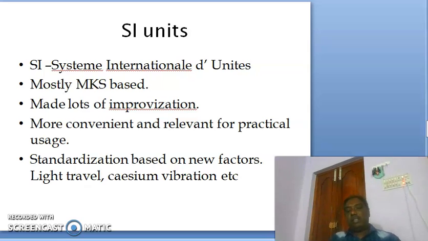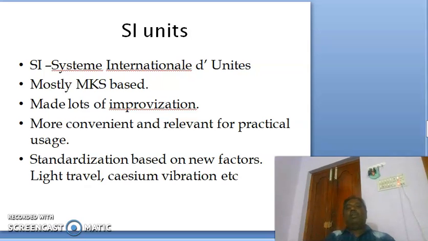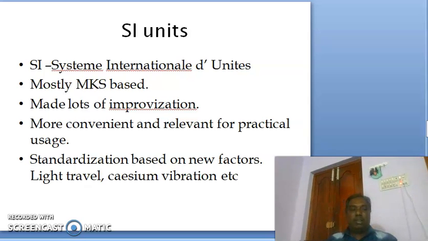SI units or SI system. SI stands for Système International d'Unités. It is mostly an MKS based system which includes a lot of improvisation. It is more convenient and relevant for practical usage, and it has a lot of standardizations based on new factors like the travel of light, vibration of cesium, etc.